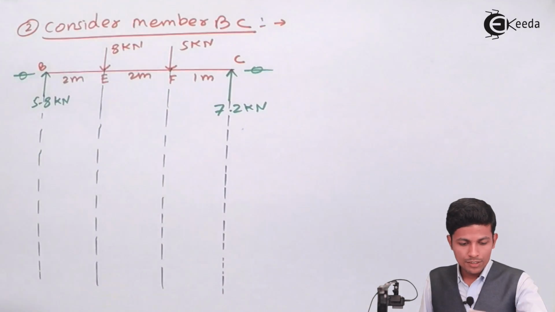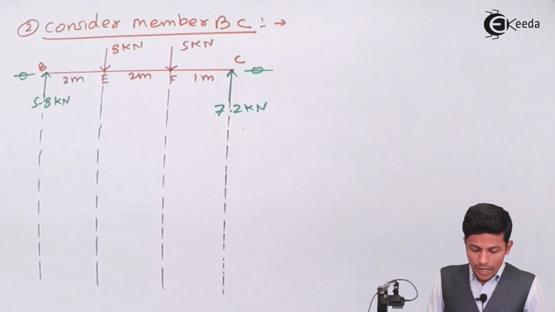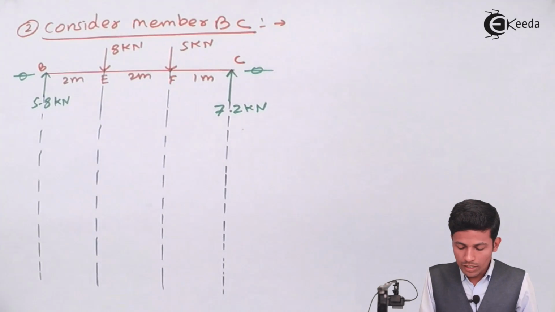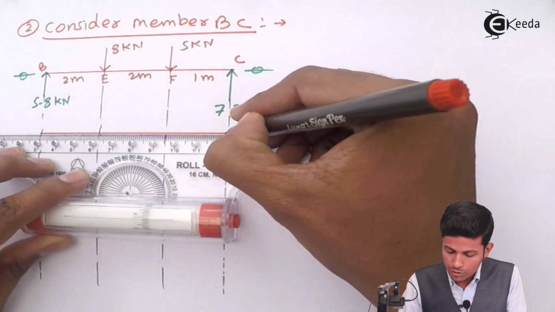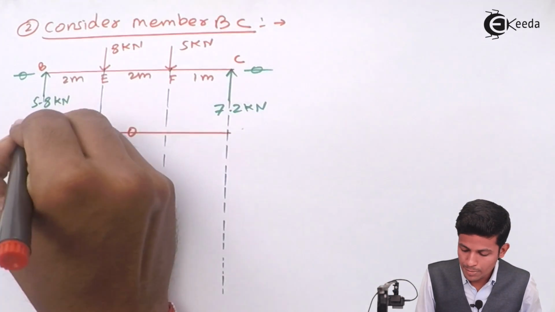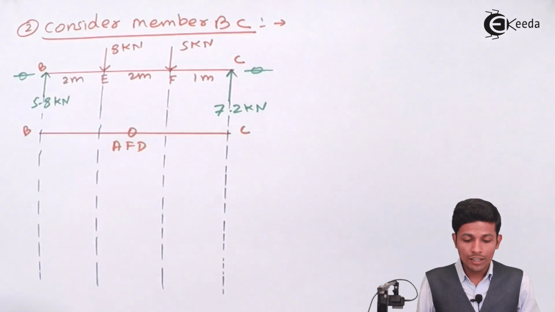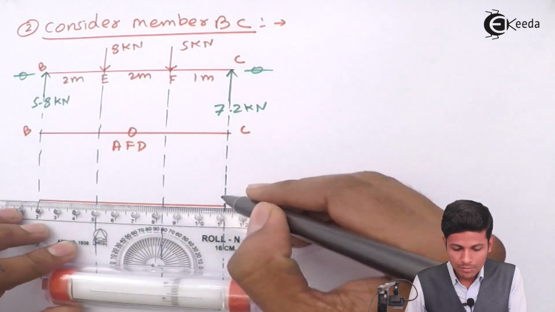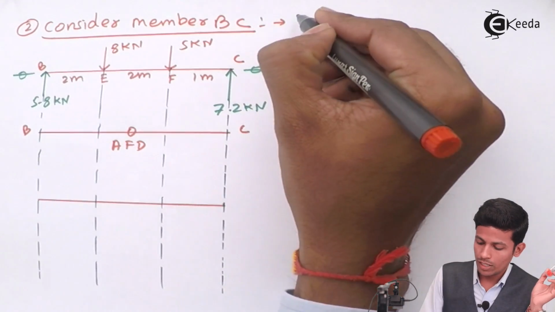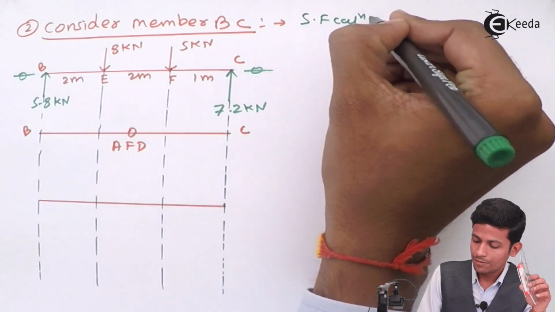Okay, now see, there is no axial load, no axial force, so the axial force diagram is 0. This is B, this is C, that is the axial force diagram. Now draw the SFD, the shear force diagram. And you can do the shear force calculation over here if you want.